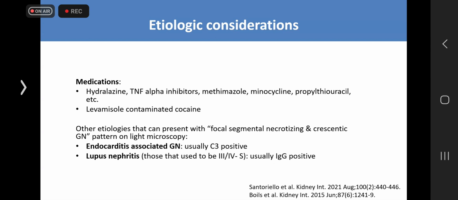And another important thing to exclude is endocarditis associated GN. They can look like ANCA vasculitis, but in those cases, C3 is usually positive, although it doesn't have to be. And some cases of lupus nephritis can also look like this, but in those cases, you have typically positive immunofluorescence. So those are helpful features if you see them. So that's all. And now back to you, Pietro.